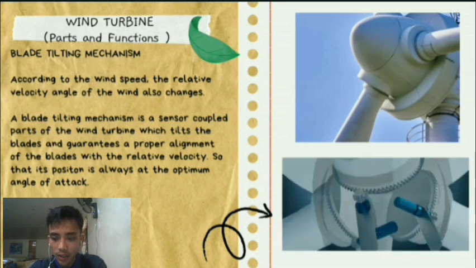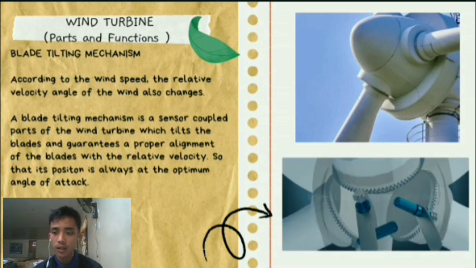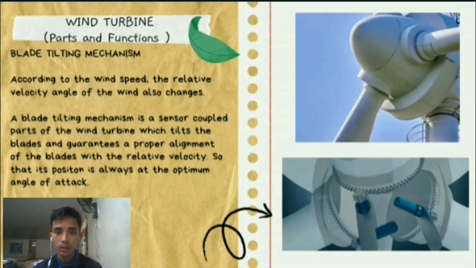A blade tilting mechanism is a sensor-coupled part of the wind turbine which tilts the blades and guarantees a proper alignment of the blades with the relative velocity, so that its position is always at the optimum angle of attack. So sabi po dito, yung blade tilting mechanism ay nakabase po siya sa wind speed, at sabi po dito, ability daw ito ng turbine na mag-change ng kanilang angle of attack with respect to incoming wind. Sabi ko dito, this feature is crucial for optimizing the performance of the wind turbine under different wind conditions.